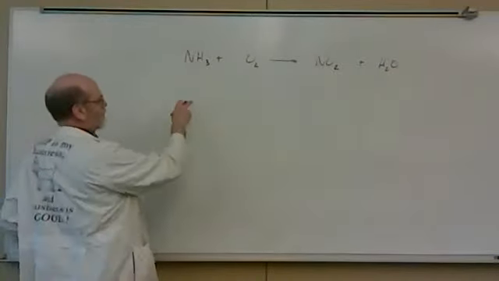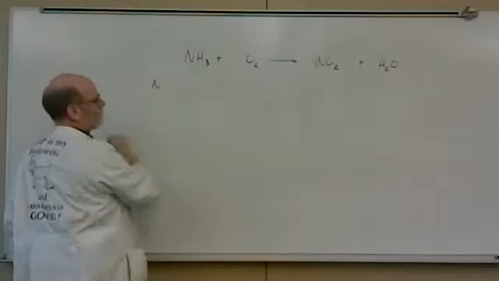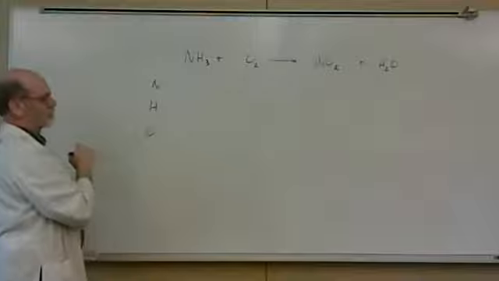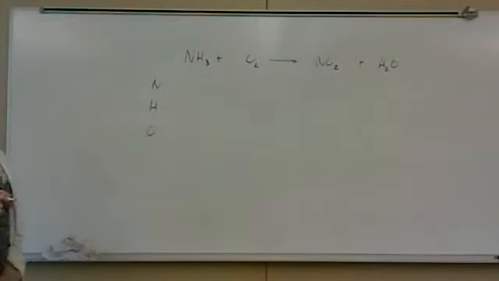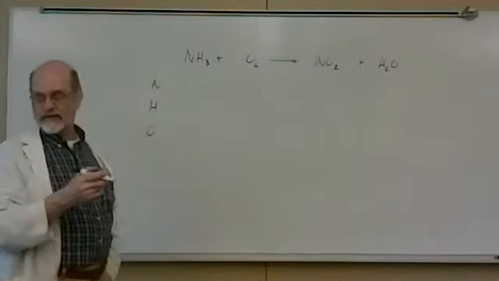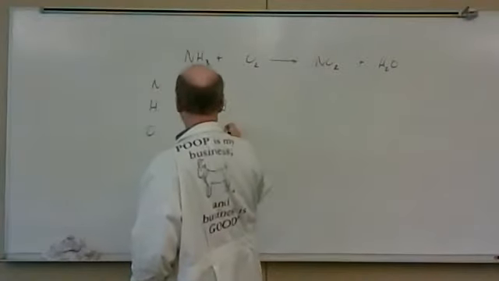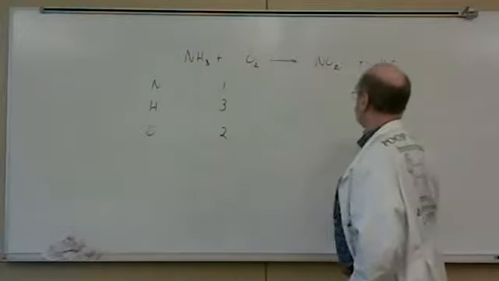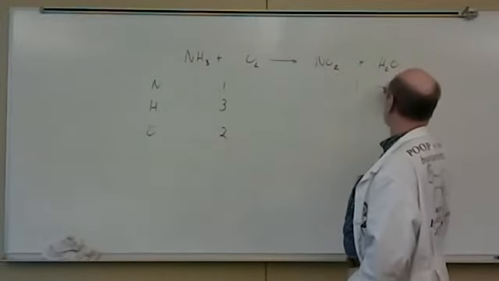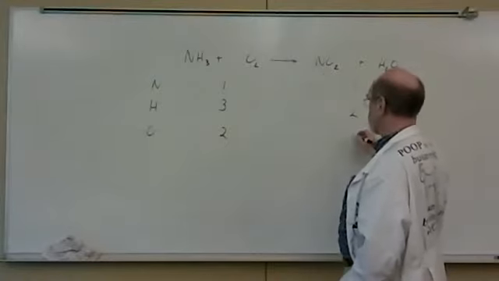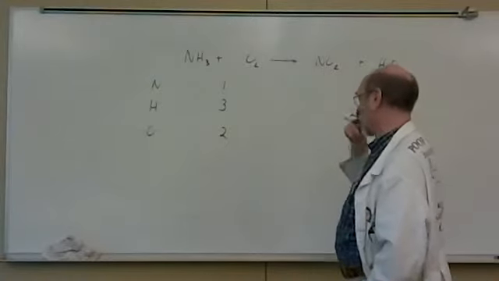So what do we have to deal with here? Well, we got nitrogen, we got hydrogen, we got oxygen. It's everybody. Now, what do we start with? 1 nitrogen, 3 hydrogens, 2 oxygens. On this side, we've got 1 nitrogen, 2 hydrogens, and 3 oxygens.